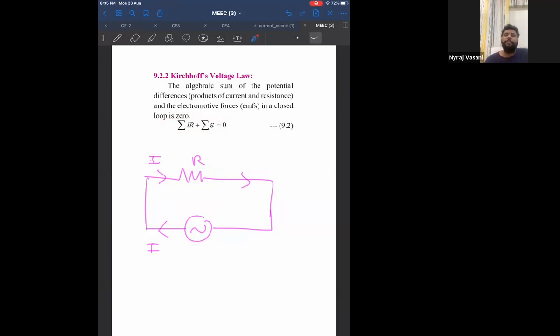Two types. One is a power source and one is what? The product of current into resistance. Therefore, can I say this term is also a voltage term? This term is also a voltage term. Just check. Now look at the wording of Kirchhoff's voltage law. This is for a 12th standard exam if it comes. See here. The algebraic sum of the potential differences, that means I into R, and the EMF in a closed loop is 0.